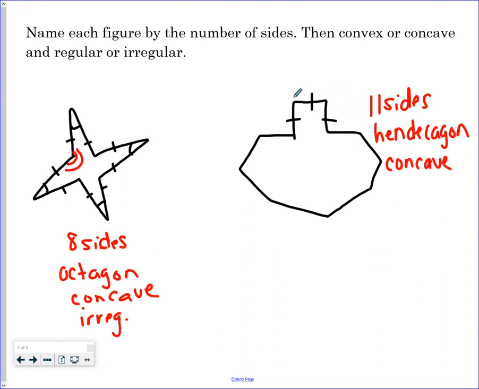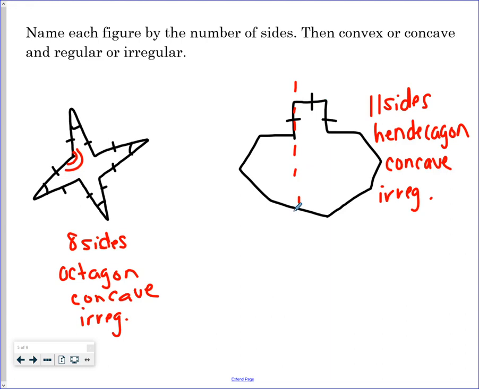Concave. If I extend these, I cross it. Right? So it caves in on itself, or whatever makes sense to you. Regular or irregular? Irregular. You got two reasons why. It's concave, so automatically irregular. Or you can look at it. These are not all the same side lengths and all the same angles. That doesn't even make sense, right?